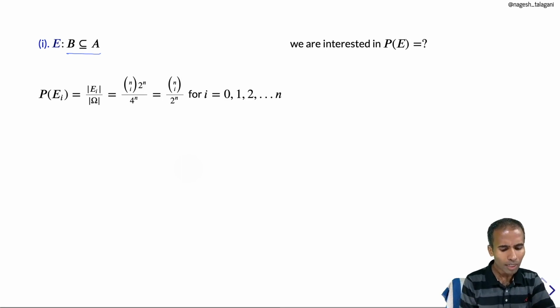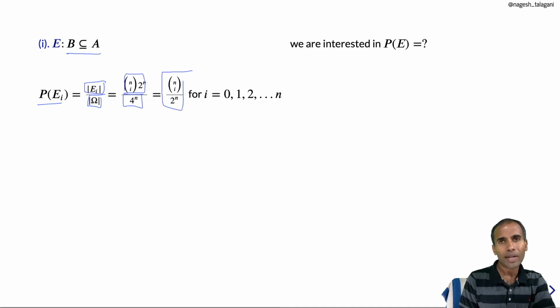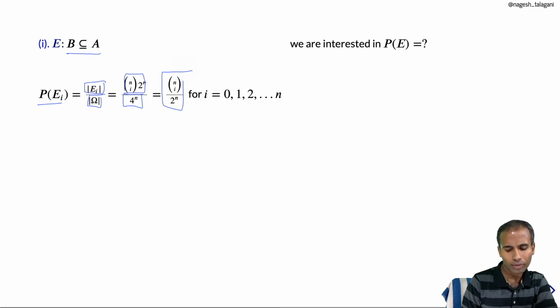So the probability of Ei is going to be the number of elements in Ei divided by the number of elements in omega, and we already got the number of elements in Ei equal to n choose i times 2 to the power of n, and the size of the sample space is 4 to the power of n. So this gets simplified to n choose i by 2 to the power of n. So therefore, the probability of Ei equals n choose i by 2 to the power of n for all i equal to 0, 1, 2, and so on, up to n.